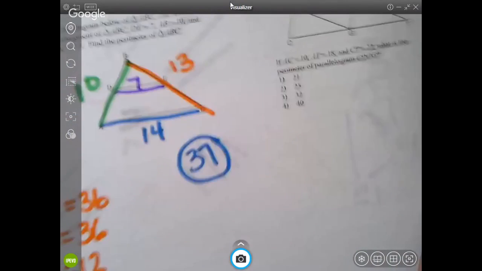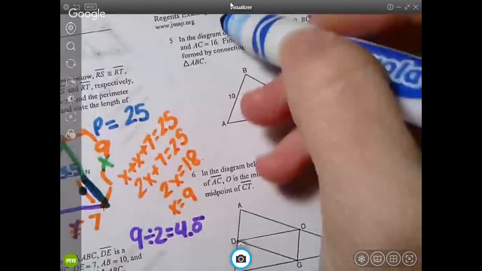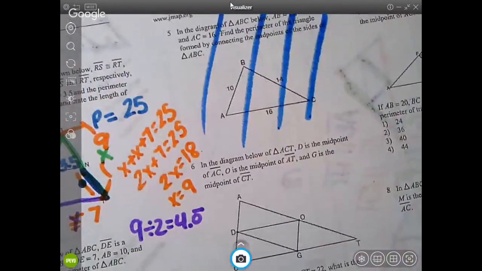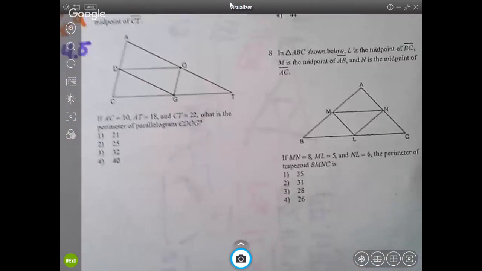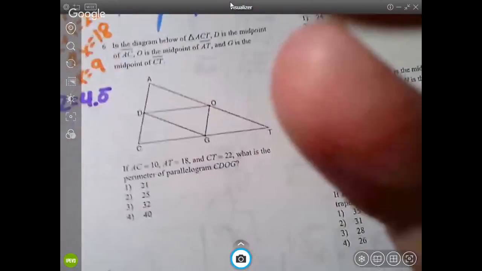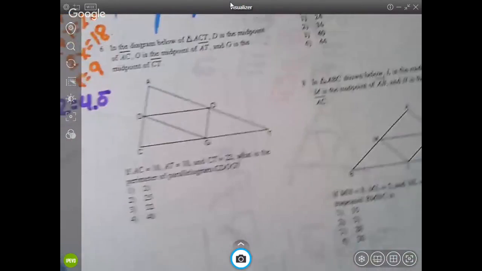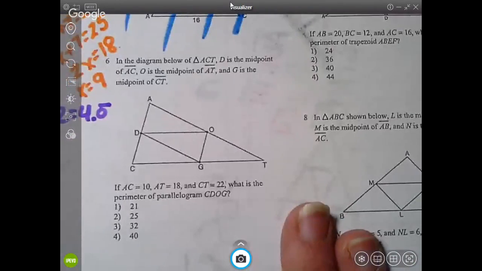Okay, you might have a problem like number 6. So let's skip number 5. I don't think we need another triangle perimeter, so you can cross 5 out. Let's look at number 6, please. Okay.